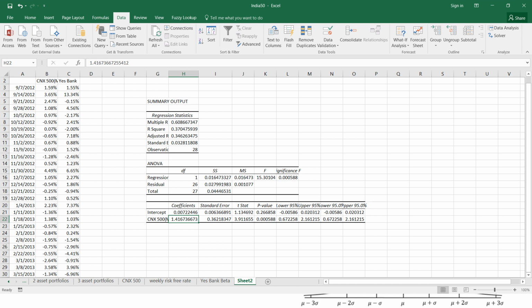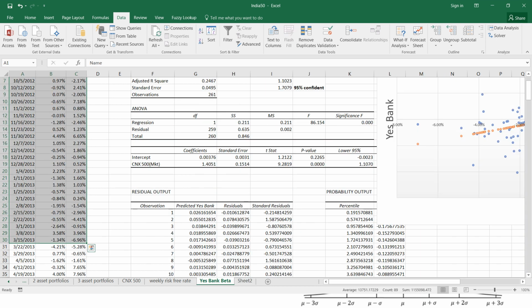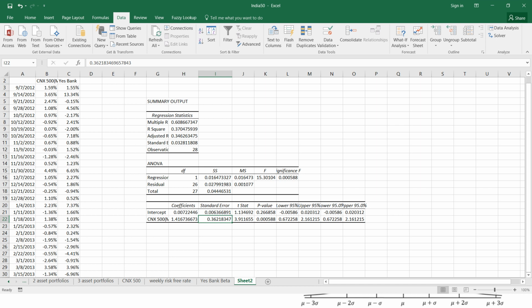Look at the standard errors. Standard error has increased significantly now. It was 0.15 here, and it has more than doubled. So the statement that you could make with 95% confidence is this now. I'm 95% confident that my beta lies between this value and this value. Okay.